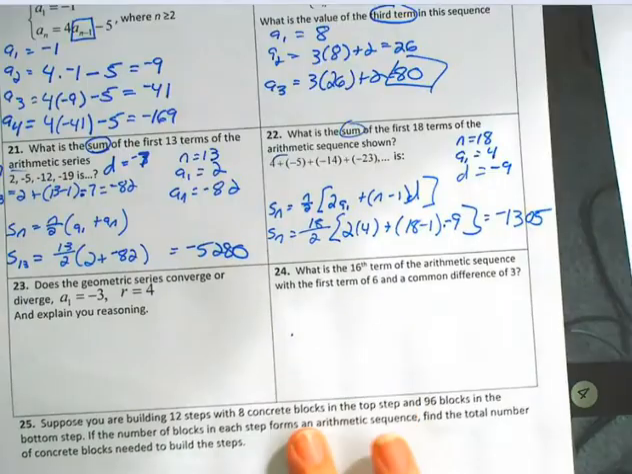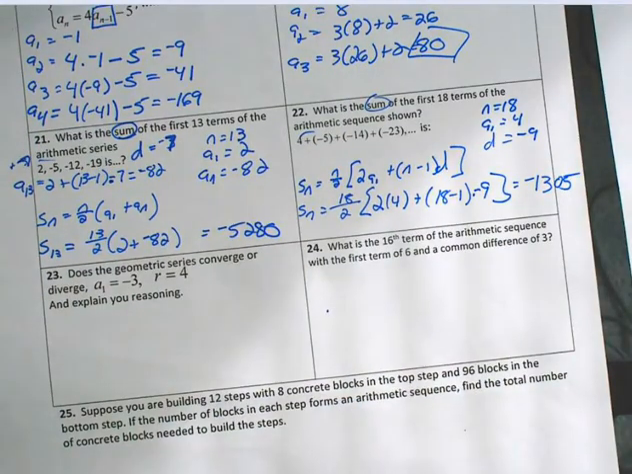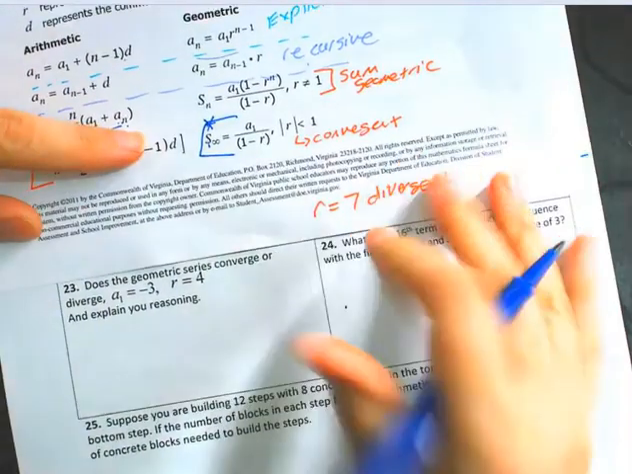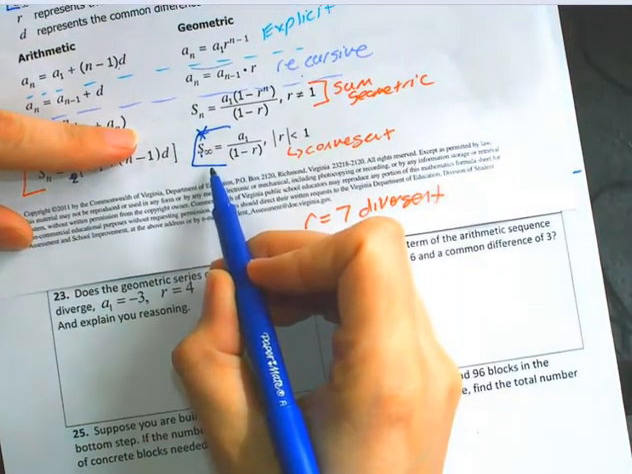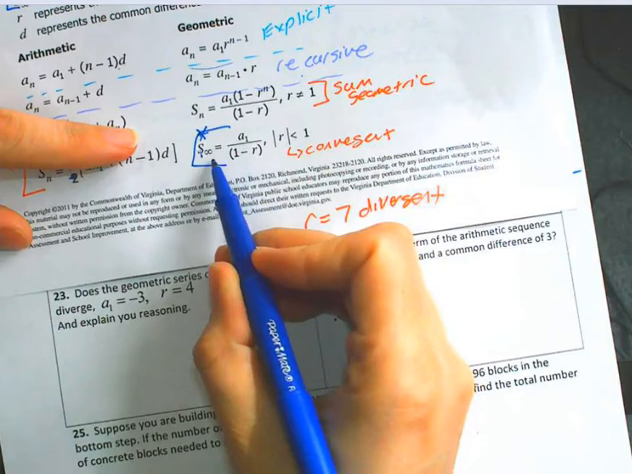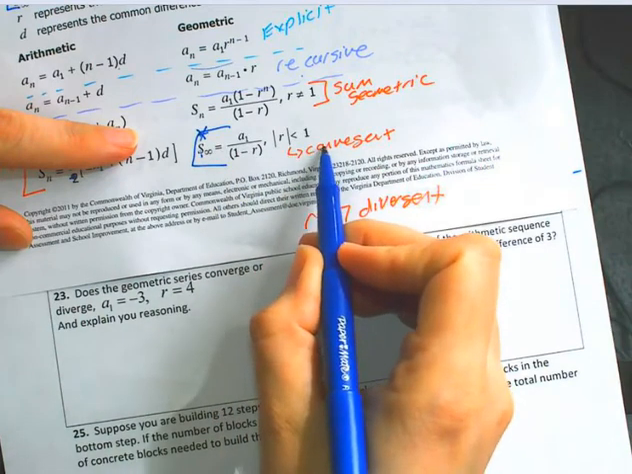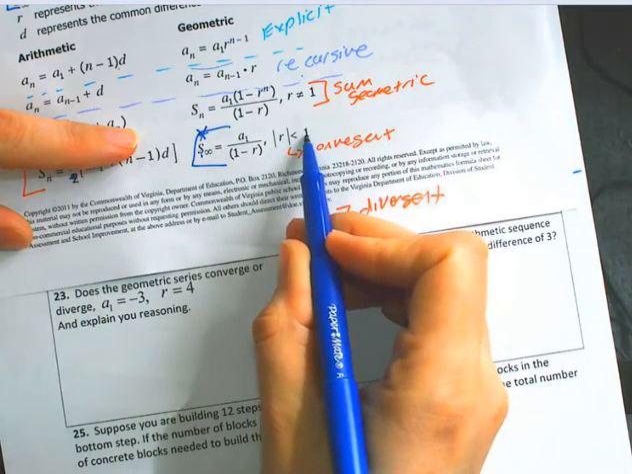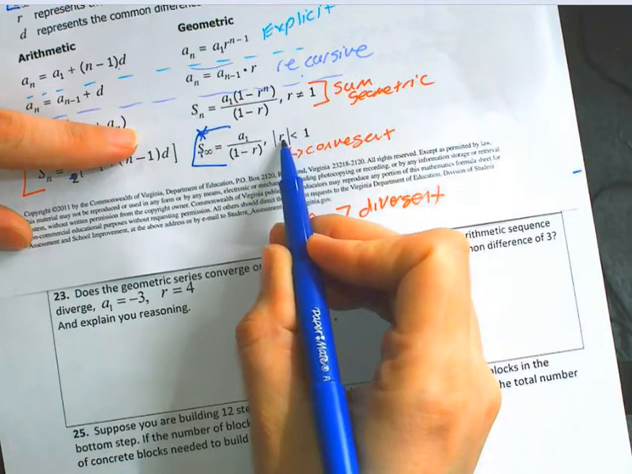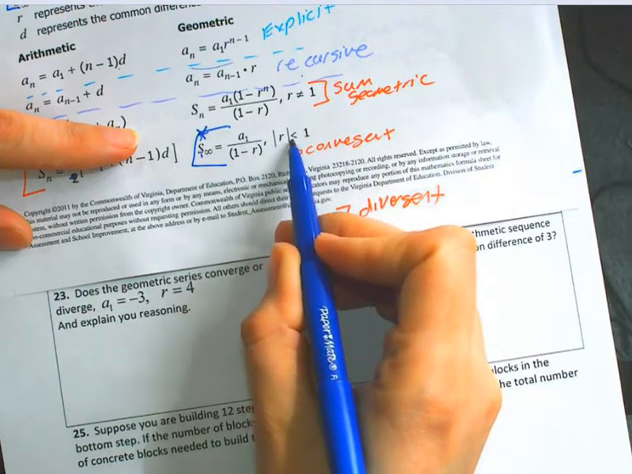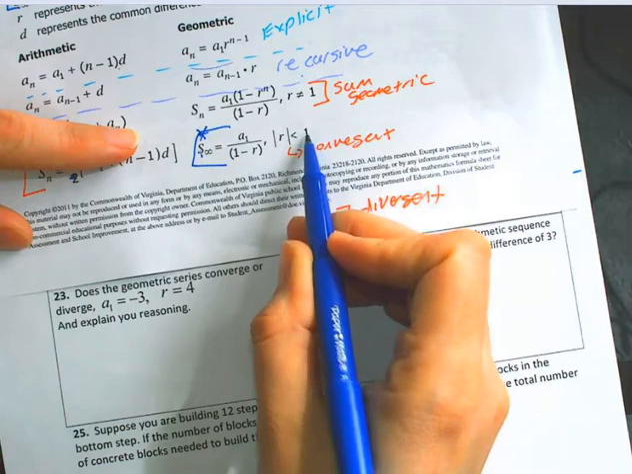Okay, does the geometric series converge or diverge if a sub 1 equals negative 3, r equals 4, and explain your reasoning? Okay, so this is what we talked about before on our formula sheet. So to converge or diverge. So this example here is an infinite geometric series, and we say that it converges if the absolute value of r is less than 1.